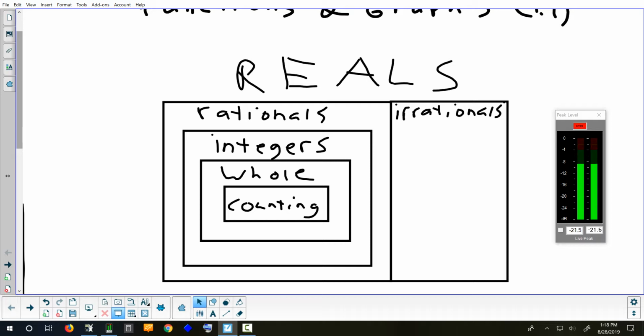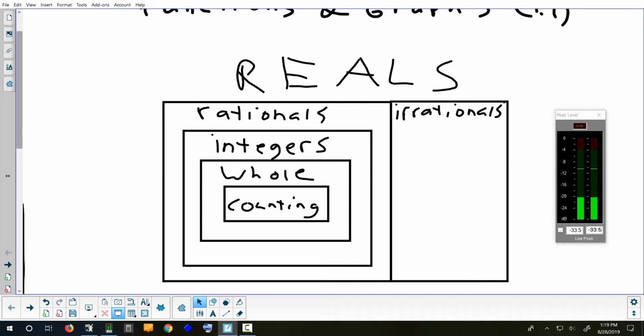And think about when you count. What number do you start with? 1. And what's the next one? 2. No 1.5, right? No fractions, no decimals, no 0, no negatives. So counting: 1, 2, 3, 4, 5, 6, 7, 8. That's how we count. Whole numbers include one extra number that counting numbers don't.